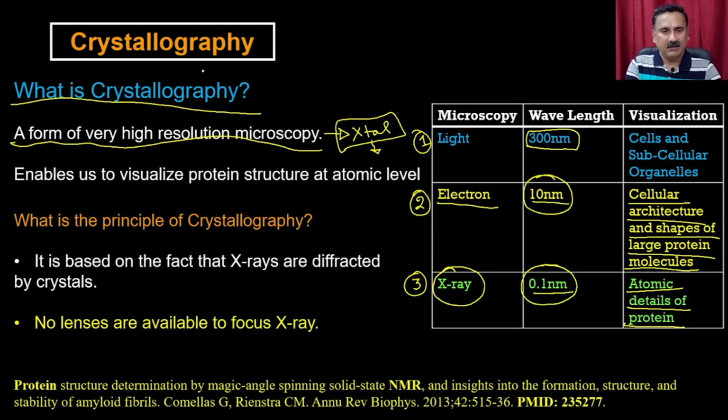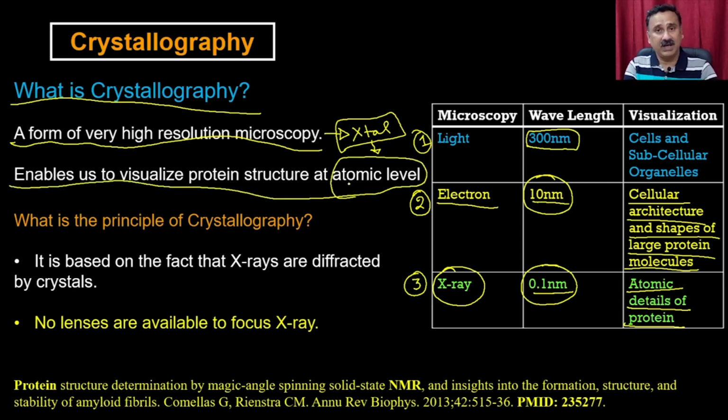So, since it is a form of high resolution microscopy, it enables us to visualize the protein structure at the atomic level, which means you can very precisely see the different atoms. What is the principle of X-ray crystallography?